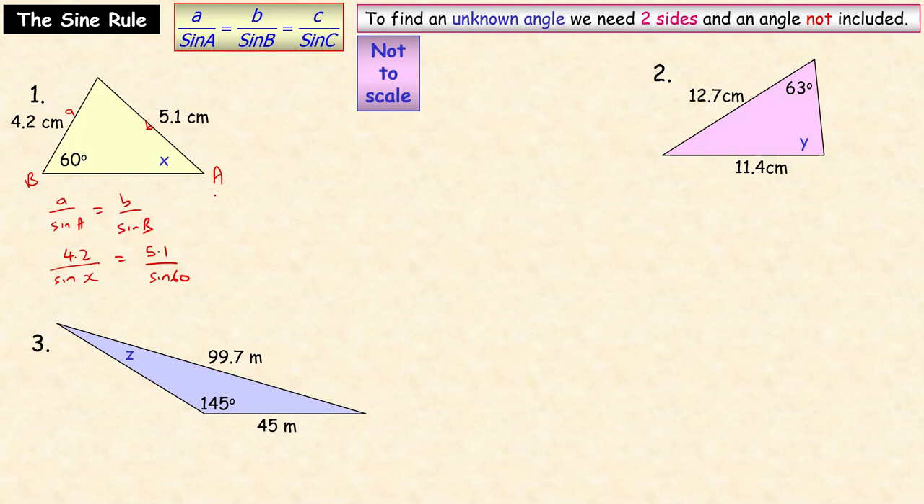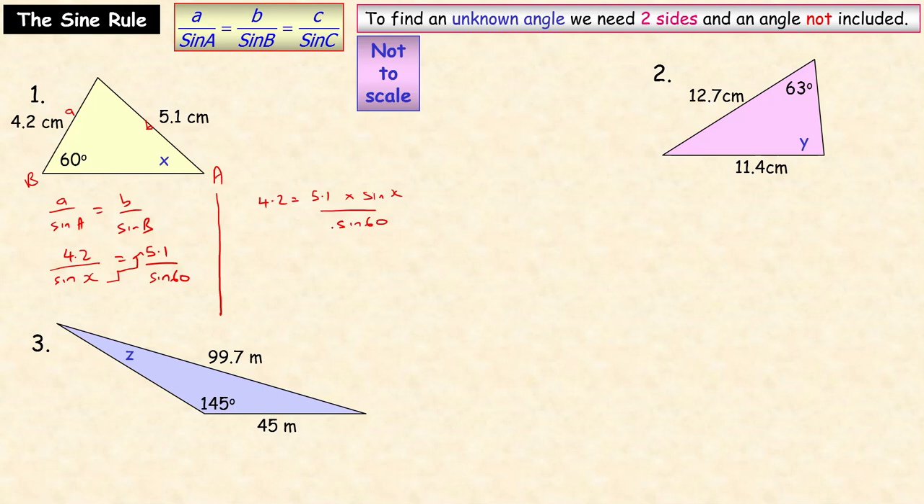Now we're going to have to rearrange, but it's slightly different, so you've got to be very careful. For the first one we'll do it in two stages. We'll bring this sine x up the escalator. So it's divided on this side, it's going to be multiplied on that side, next to the 5.1. So that leaves us with 4.2 is equal to 5.1 times sine x over sine 60.